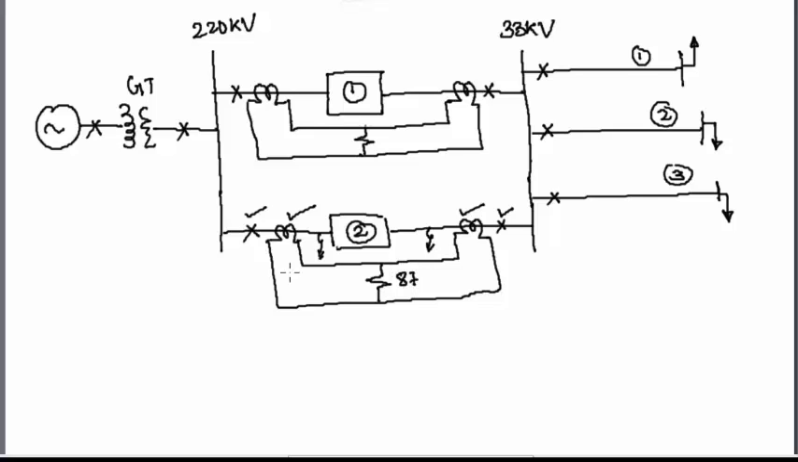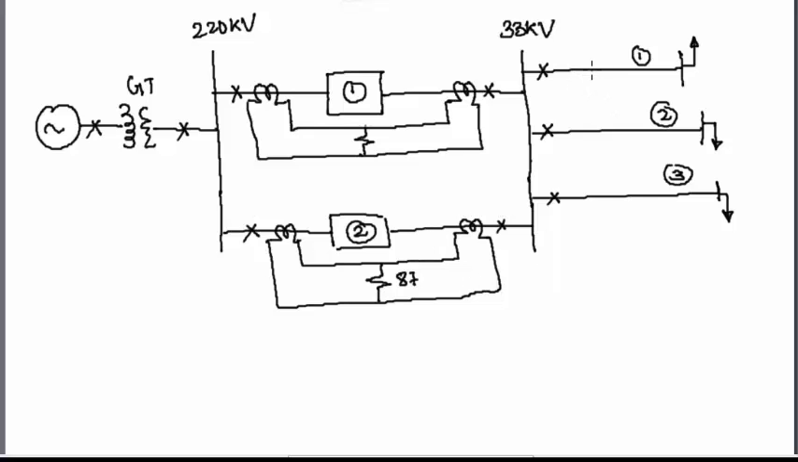Now this relay should not give any tripping signal to this breaker and this breaker whenever there is a through fault. Through fault means a fault outside of the zone, means if there is a fault at this point, then this breaker and this breaker should not trip, means this relay should not sense any current and should not give any tripping signal to these two breakers. Now let us see how these things are happening.